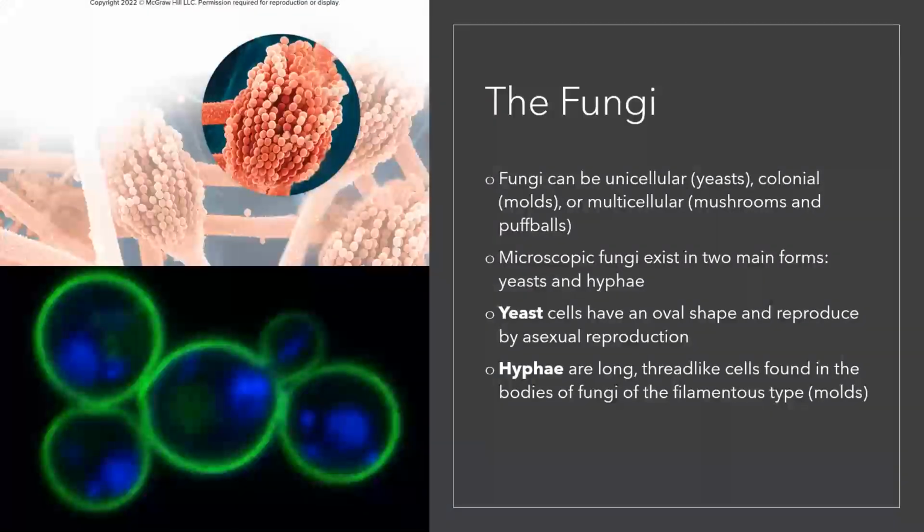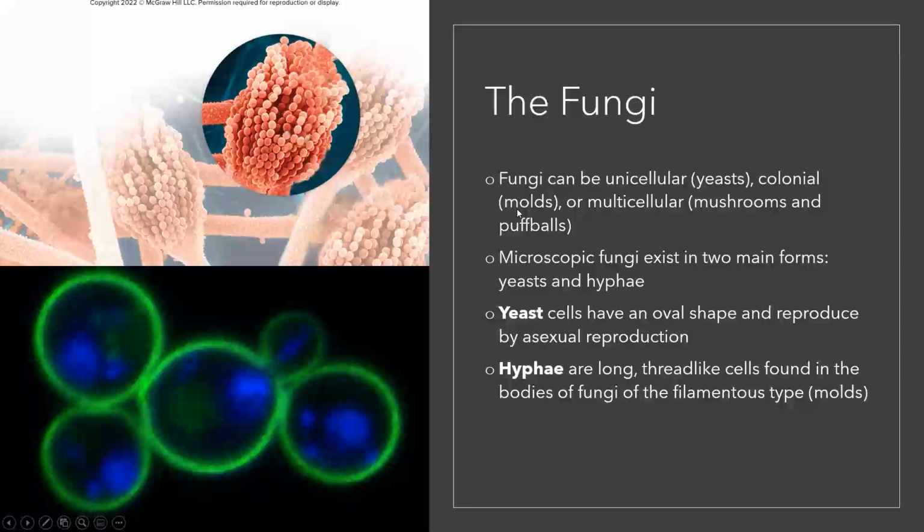So first, starting with fungi. Fungi can be unicellular, colonial, or multicellular. Unicellular examples would be things like bread or beer yeast. So if I had my Saccharomyces cerevisiae that I can buy in a bag at Costco to make bread, shown here on the bottom with this fluorescent image, that would be unicellular.